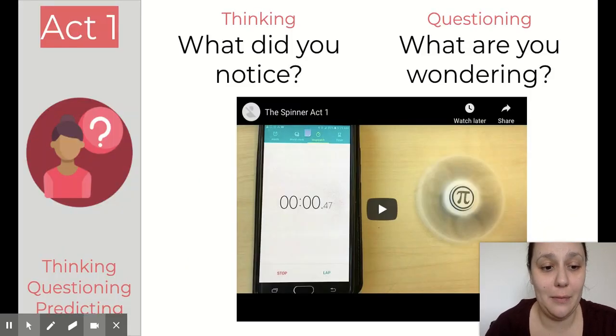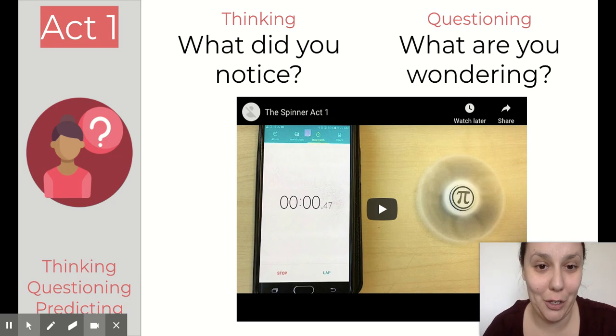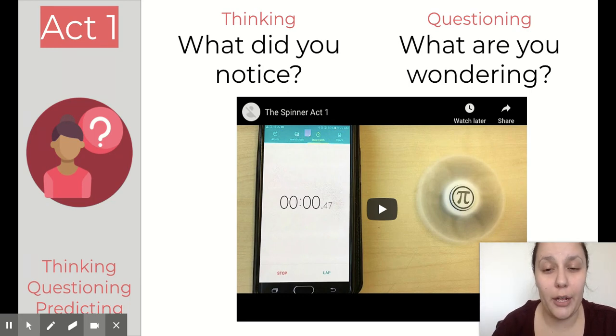All right, let's get started on our math challenge. Here is Act 1. In Act 1, we're thinking and we're questioning. So I'm going to show you a video, and soon afterwards, you're going to have 2 questions. What did you notice? And what are you wondering? And both of these questions, I expect you to answer as much as you can. Try to notice as many details, and in questioning, try to come up with as many questions as you can.